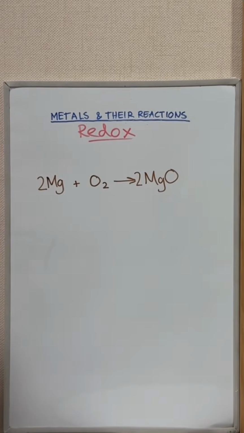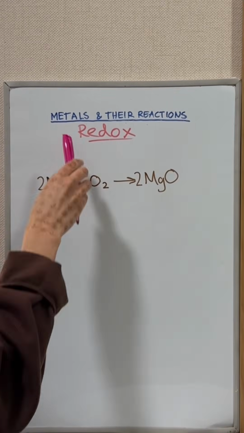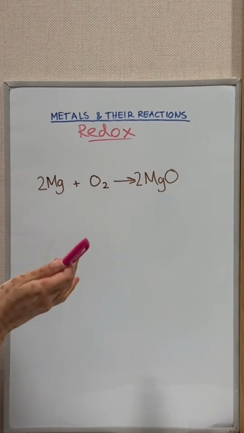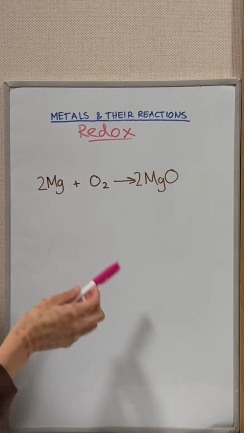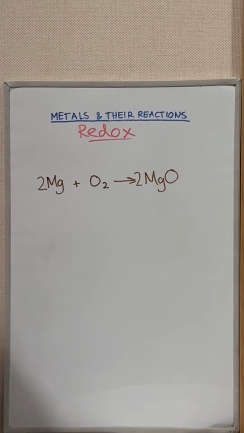Are you struggling with GCSE chemistry, especially the topic of metals and their reactions? Well, stick around for this video where we are going to have a look at what a redox reaction is and have a look at it in terms of gain and loss of electrons.